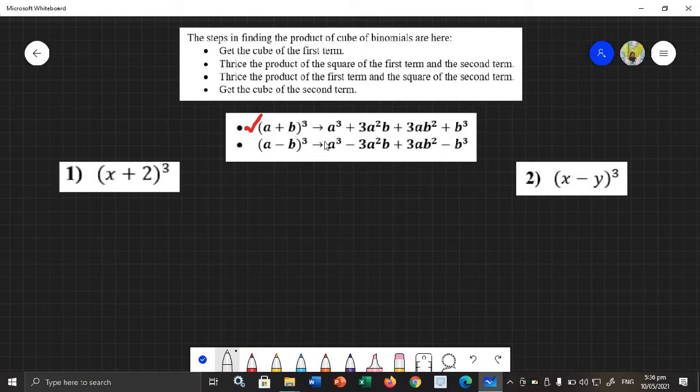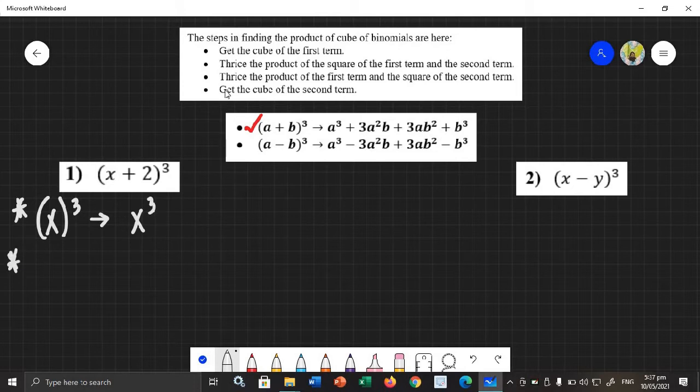So, getting the product of each term using the steps. Una nating gagawin is we need to get the cube of the first term. In the binomial, the first term is x. So, kunin natin yung cube niya. The answer is x raised to the third power, or x cubed.